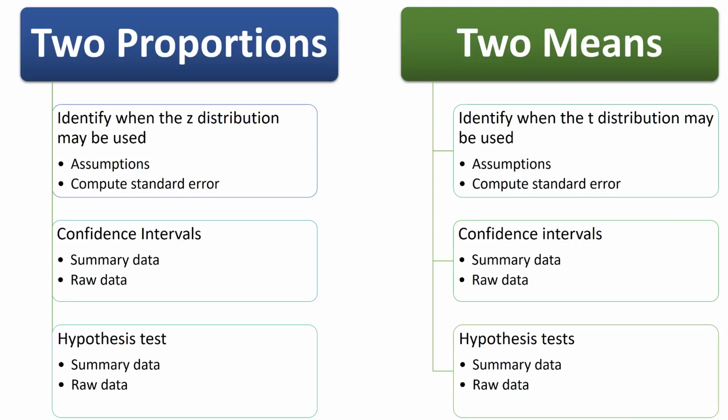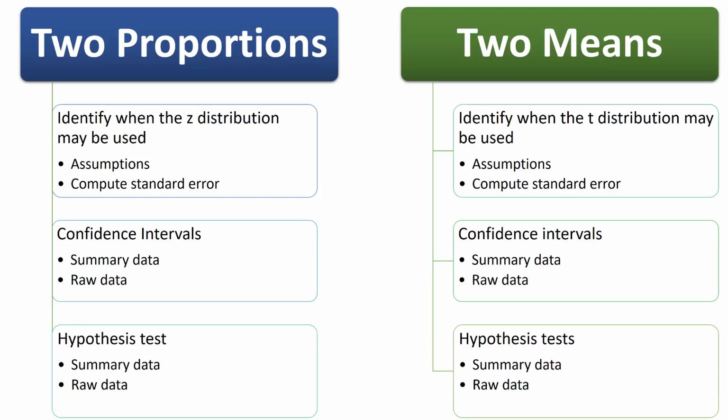We have just covered all of the content related to two proportions. This might be a good time to take a break. Two proportion procedures are covered in section 6.3 of the Lock 5 textbook. You may want to go through the Wiley Plus questions associated with that section before moving on.